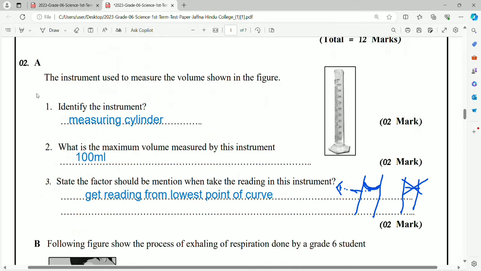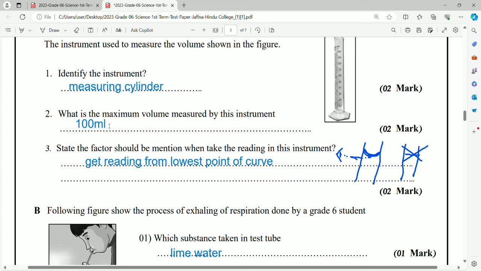Then question number 2a, the instrument used to measure the volume. What is the instrument used to measure the volume of liquid? Measuring cylinder. This is the measuring cylinder used to measure the volume of liquid. What is the maximum volume measured by this instrument? Here maximum 100 milliliters we can measure using this measuring cylinder given in the figure. 100 milliliters, small m, small l.